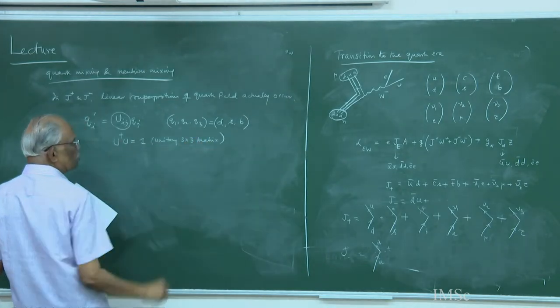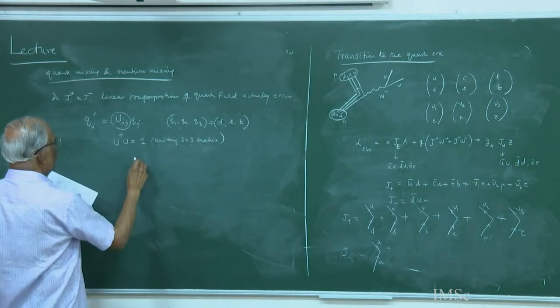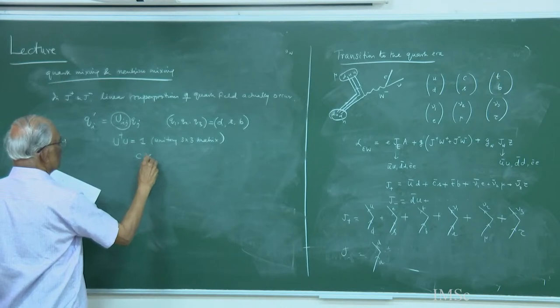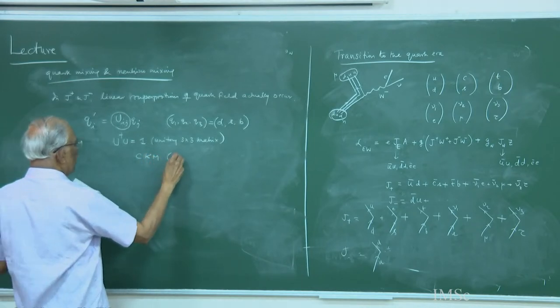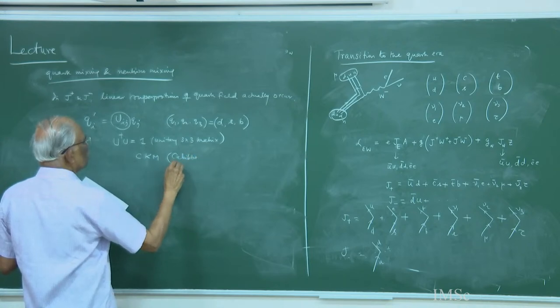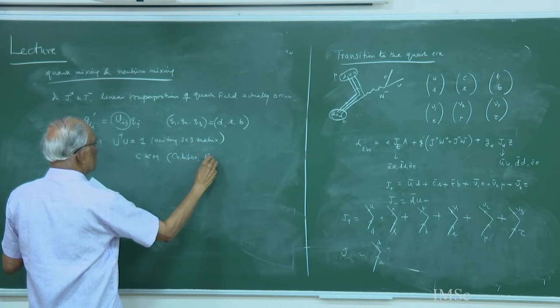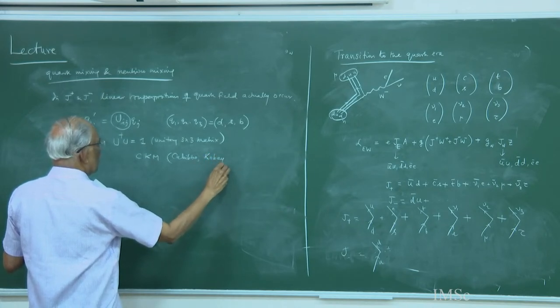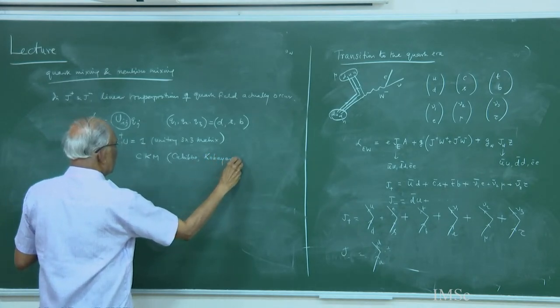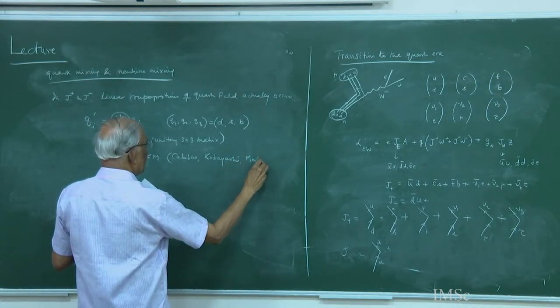So that plays an essential role in all weak interaction physics. It is called the CKM matrix in honor of Cabibbo, who first introduced the notion of quark mixing. Cabibbo, Kobayashi, and Maskawa.